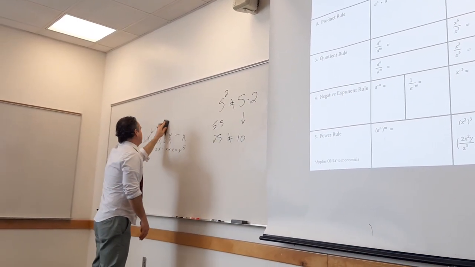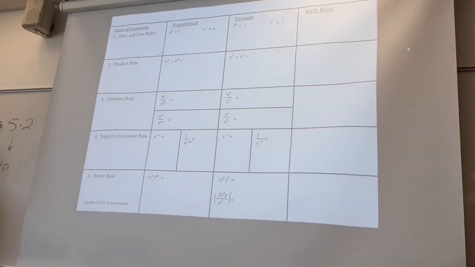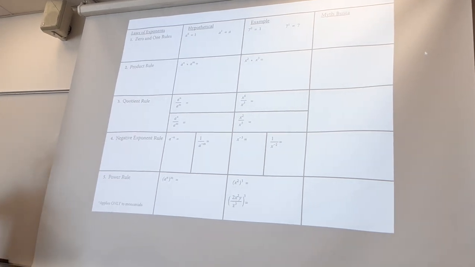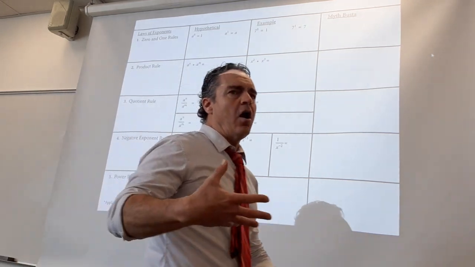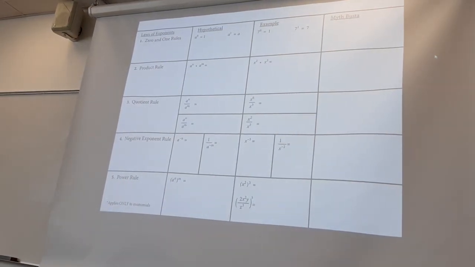There are 4 columns. The first is the actual law. There are 5 laws of exponents: the 0 and 1 rule, the product rule, the quotient rule, the negative exponent rule, and the power rule. The next column is called hypothetical. Let's define hypothetical. What does hypothetical mean?